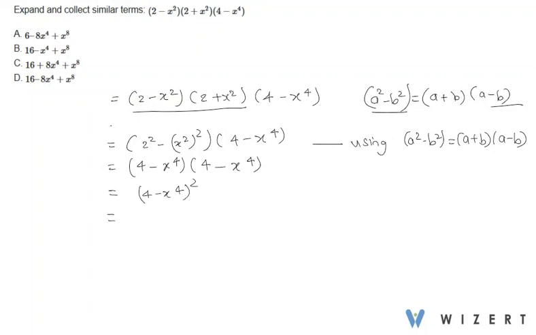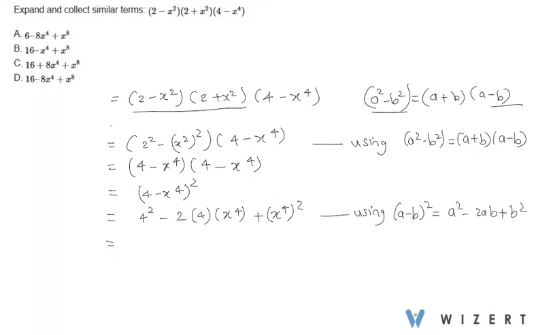Now we will expand this using identity. 4² minus 2 into 4 into x to the power 4 plus (x to the power 4) whole square, using (a minus b)² equal to a² minus 2ab plus b². So that is equal to 4² is 16 minus 2 into 4 is 8, x to the power 4 plus (x to the power 4) whole to the power 2 is x to the power 8. So expansion is this.